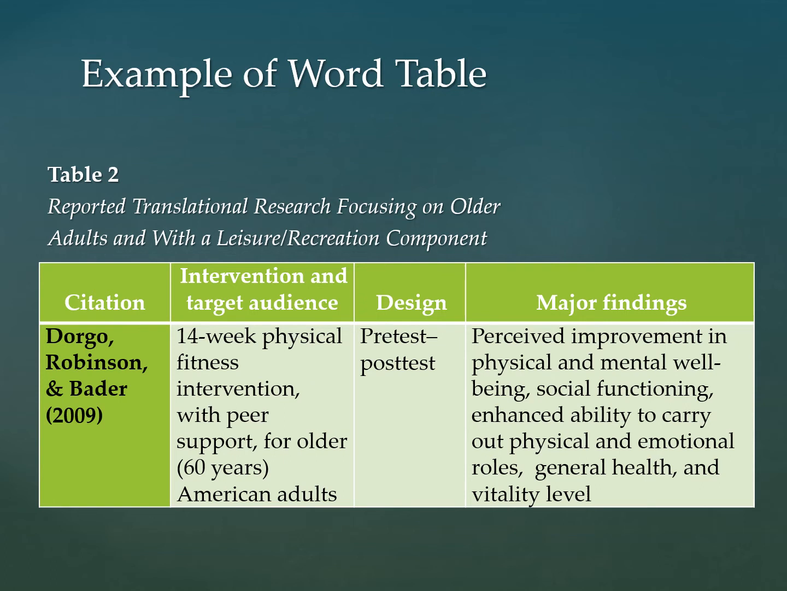Let's look at another example. Here we have a word table. As you can see, we've got the table numbered, table 2. We've got it labeled correctly with the topic, reported translational research focusing on older adults with a leisure/recreation component. We don't have a date here because the date is included below with our various citations. So while this is the first row of this table, there would be more.